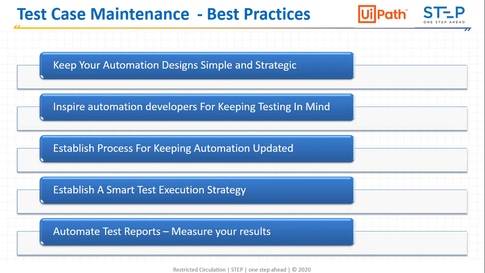The first one is keep your automation design simple and strategic. Whenever we are designing the automation test suite, we need to keep our design very simple, so that in case of test case maintenance, it is very easy to maintain our test cases. So we need to use a good framework which has the input output exception mechanism ready, so that the automation design can be understood and easily maintained by using the automation framework which we are using. So this is the first point.